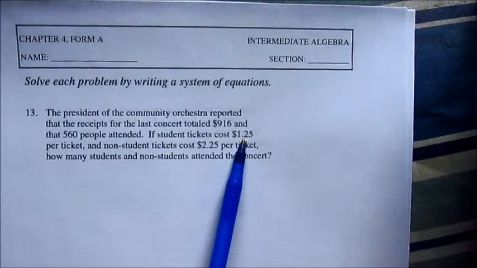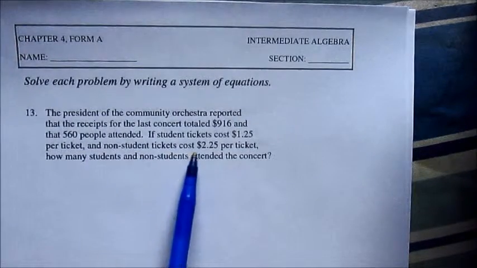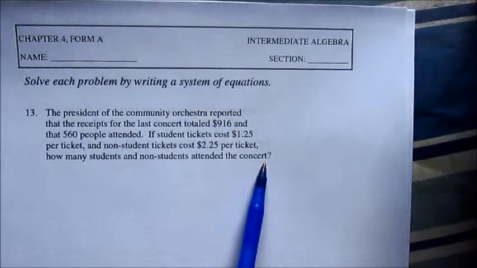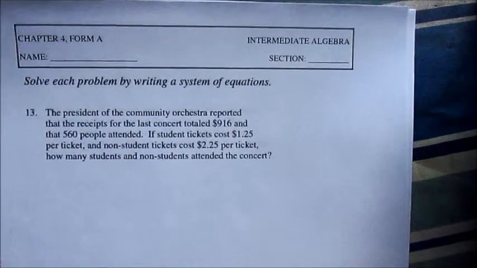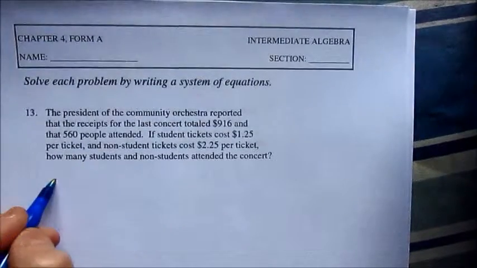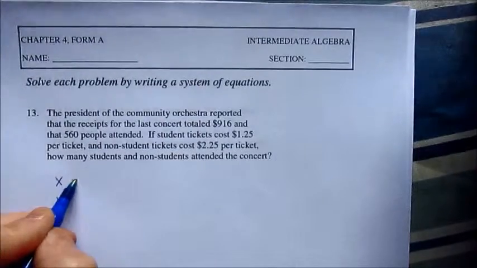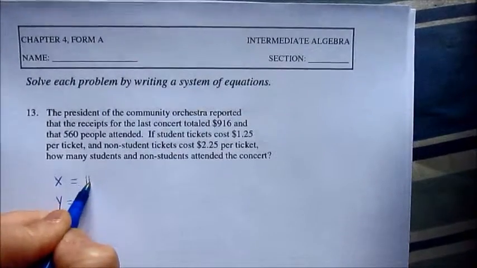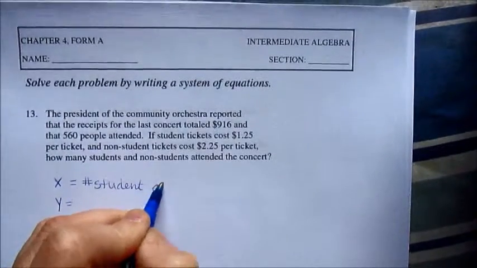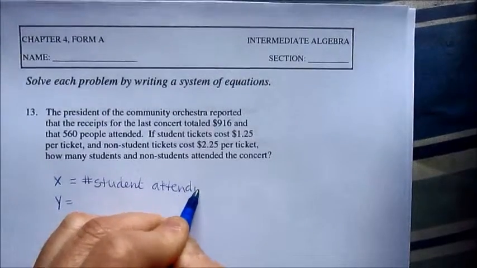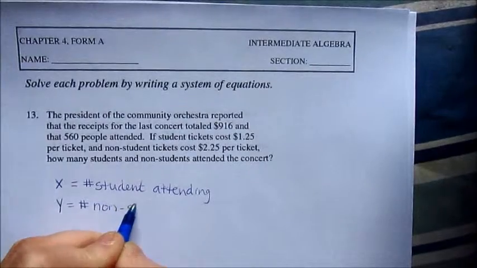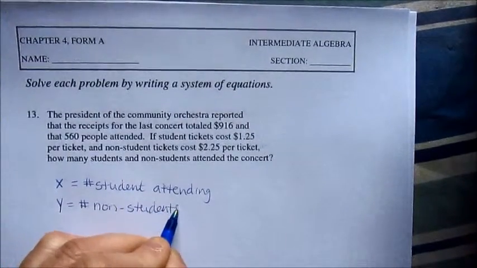If student tickets cost $1.25 per ticket and non-student tickets cost $2.25 per ticket, how many students and non-students attended the concert? So I want to determine the number of students and the number of non-students attending the concert. I'm going to let them equal x and y. x is the number of students attending, and y is the number of non-students attending.